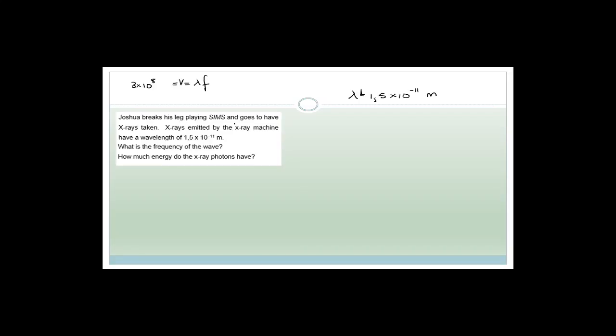What is the frequency? We also know that period is equal to 1 over frequency. We've got the 3 times 10 to the 8 and the wavelength, so do you agree that we can find the frequency? Let's do that. We have c equals lambda f, where c is the speed of light, 3 times 10 to the 8, and lambda is the wavelength, 1.5 times 10 to the negative 11. We want the frequency, so we can divide both sides by 1.5 times 10 to the negative 11.